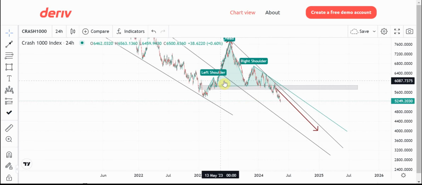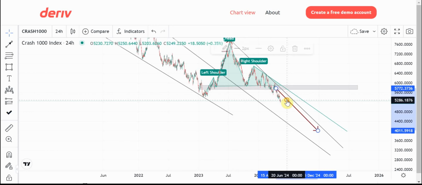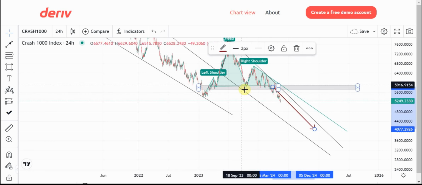But now what we are going to ask ourselves then is, where is the actual base? The base is here. Let's project. Oh, this is the base. The base, the neckline, is here. So that is what I presume.